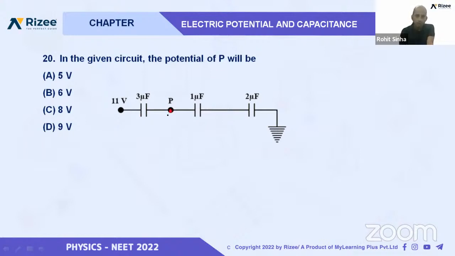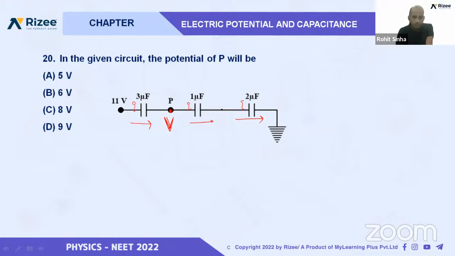Now for this question, the potential at P, how will you do this? You know the potential will be V here. All are in series. If they are in series, what will happen? The charges will be the same. Assume here Q, here Q, here Q. You know this Q will be CV, this Q will be CV.